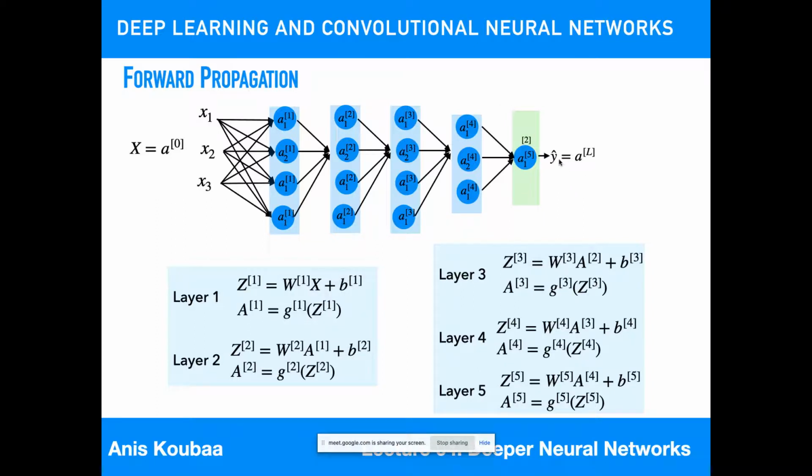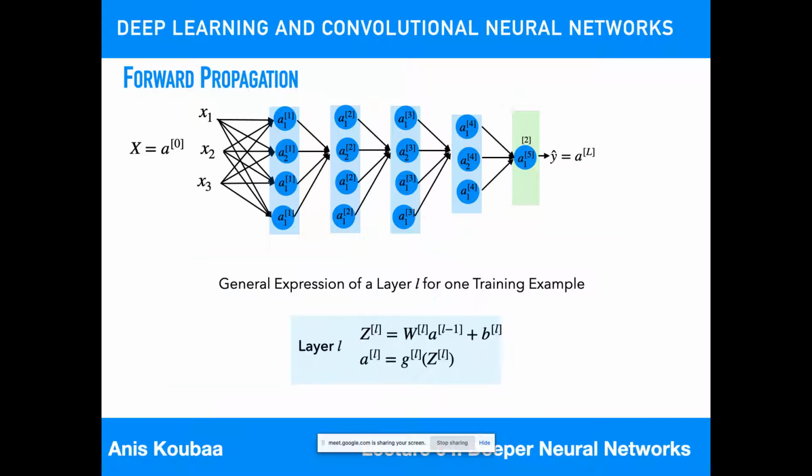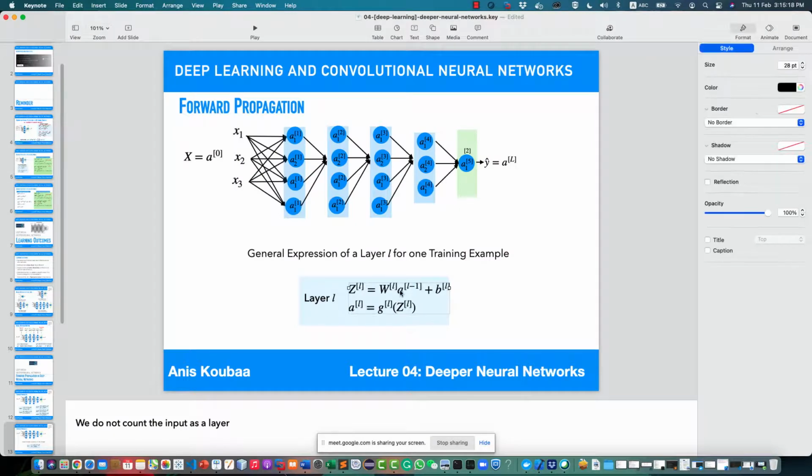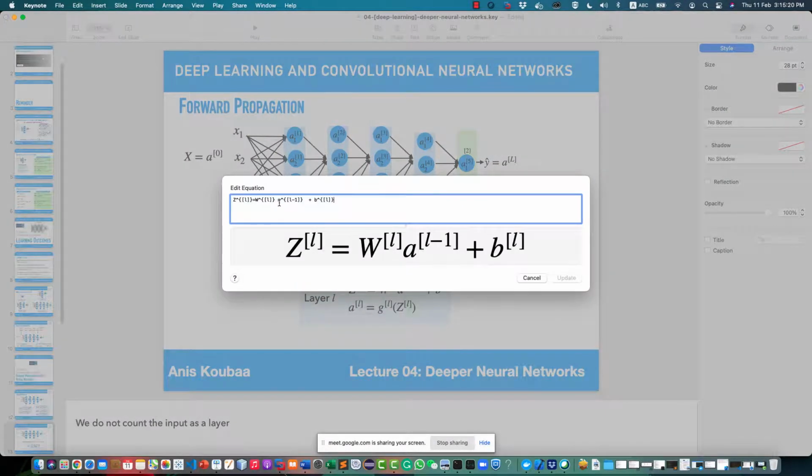And finally, from A5 we calculate the Y hat, which is the output at the layer L, and capital L means the number of layers that we have here. We have L equal to 5. So this is the general equation for the forward propagation with 5 layers. So now we can write the following.